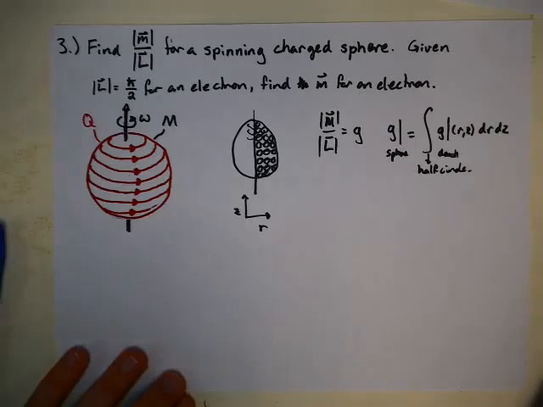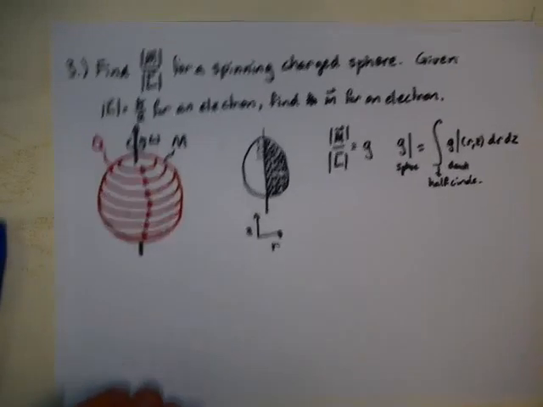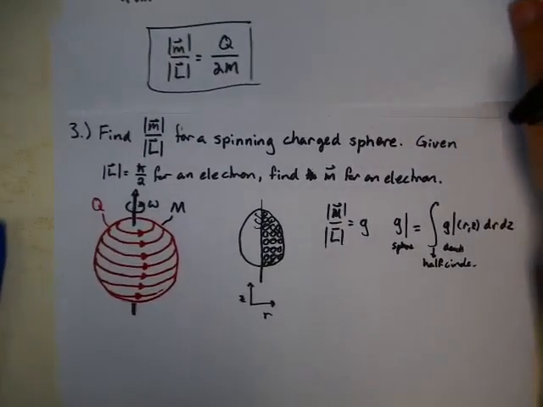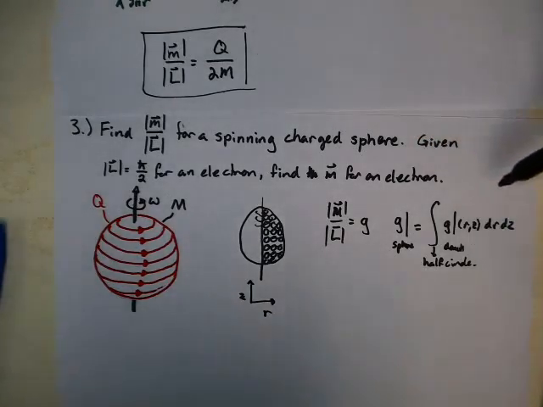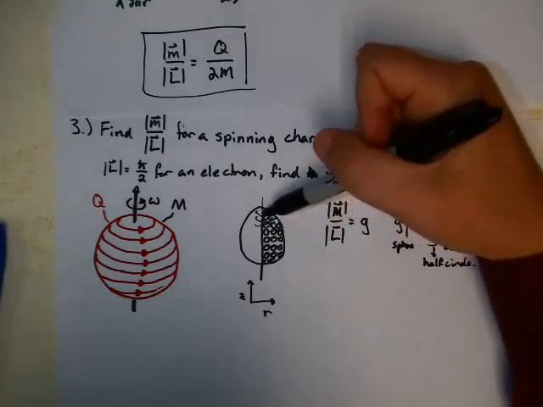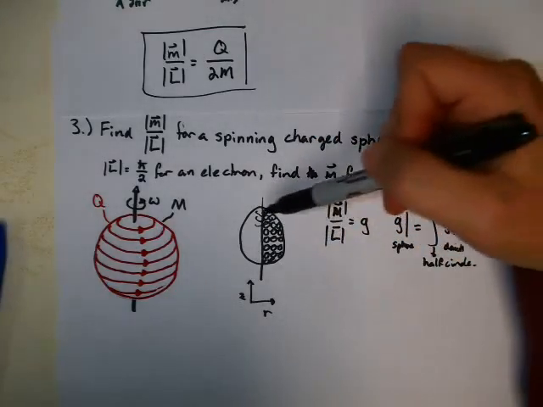And so now I need the gyromagnetic ratio for a donut. Luckily, that was the solution for problem 2. One of the things we found is that it was independent of R. All it depended on is the mass that was in there and the charge that was in there.